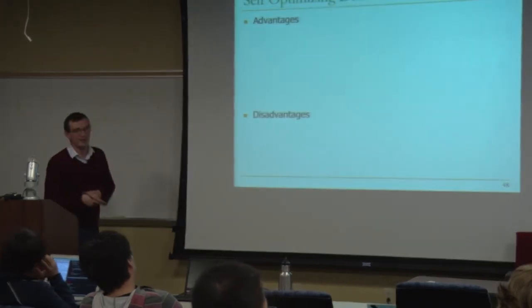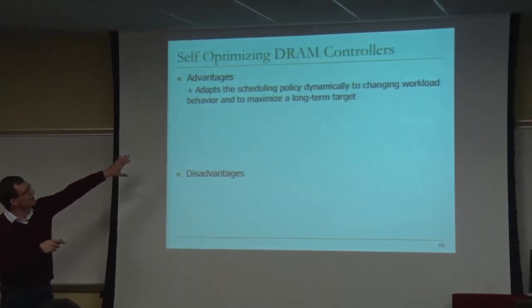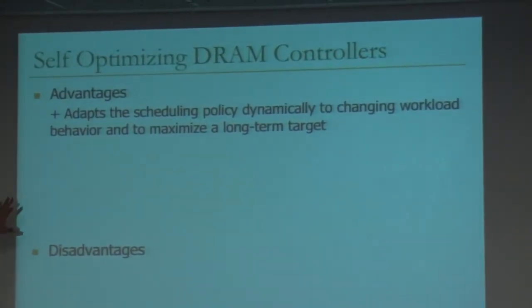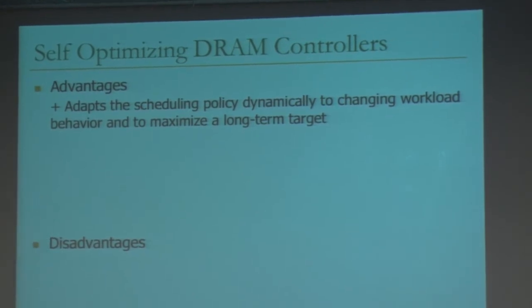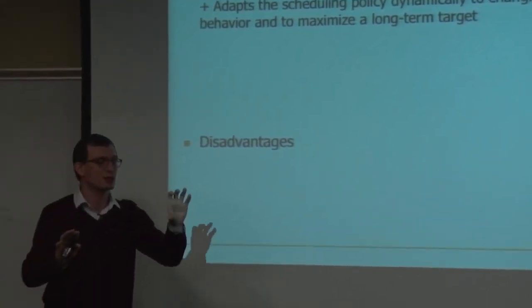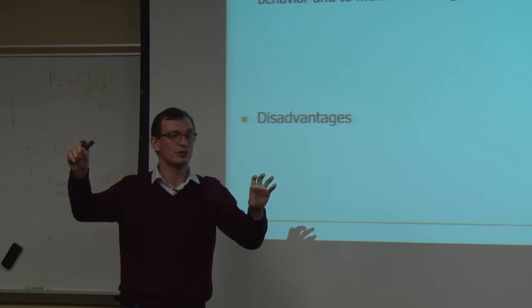So let's take a look at what are the advantages and disadvantages. The advantage is this adapts the scheduling policy dynamically to the changing workload behavior to maximize a long-term target. So it doesn't fix the scheduling policy. There's no human designer that fixes the scheduling policy. In fact, we do not know what the scheduling policy is. It's all determined based on this table that associates state action pairs to values, to long-term reward values.